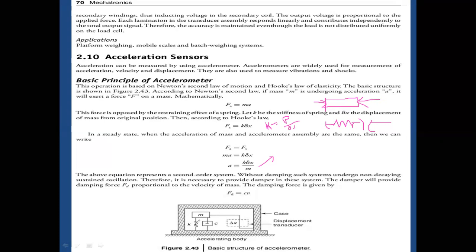First one is the spring, which has a stiffness of K. The second one is an element used to control the vibrations of the mass. We can call it a damper, which has a damping coefficient of C. It has some constant.